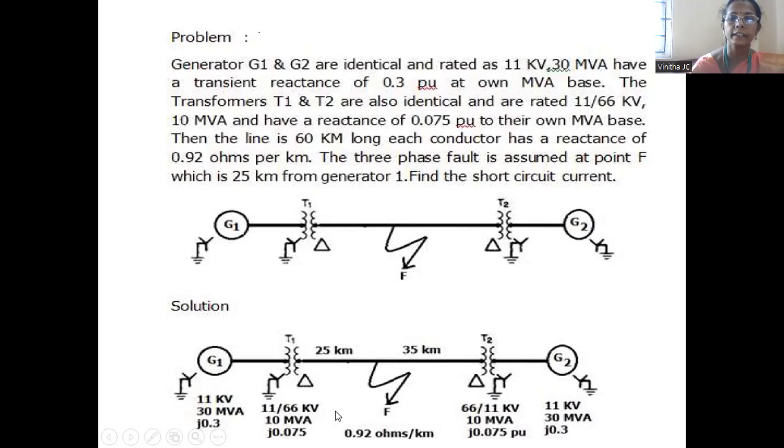So for this, first we can draw the single line diagram and then mark all the values above each and every component. Here you can draw generator G1, transformer T1, T2, generator G2. In the problem it is given the fault has occurred 25 kilometers from generator G1. Since the line is 60 kilometers, from the generator till this point it is 25 kilometers, and from this point it is 35 kilometers. So 35 plus 25 is 60 kilometers.